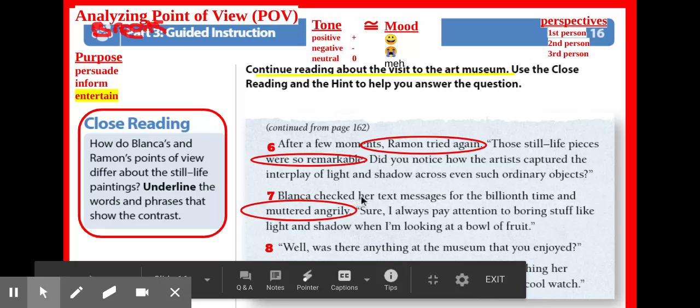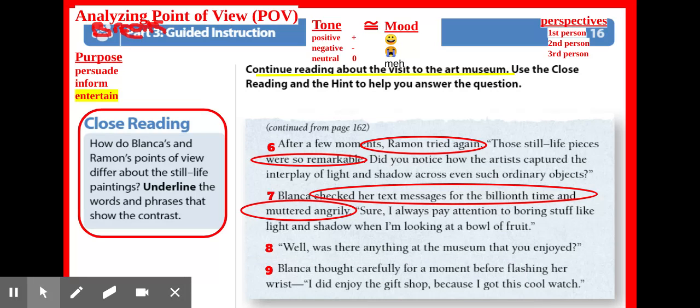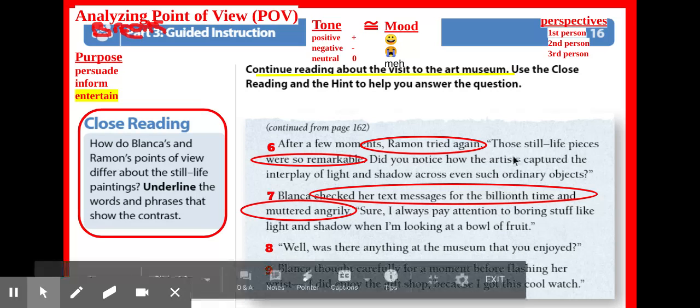And then also, up here at the very first sentence of the 7th paragraph, she checked her messages for the billionth time. That is hyperbole. She's probably not really checking them for the billionth time, but it's extreme exaggeration showing us just how bored she is with being at the museum and looking at the art. Unlike her brother, who thinks it's cool and is actually able to find things that are awesome about it. So now with that, we're going to go to our next slide.